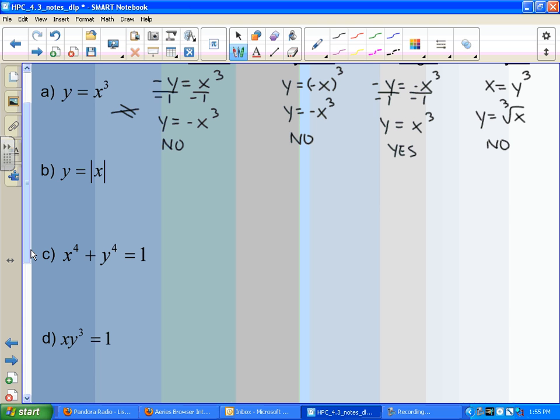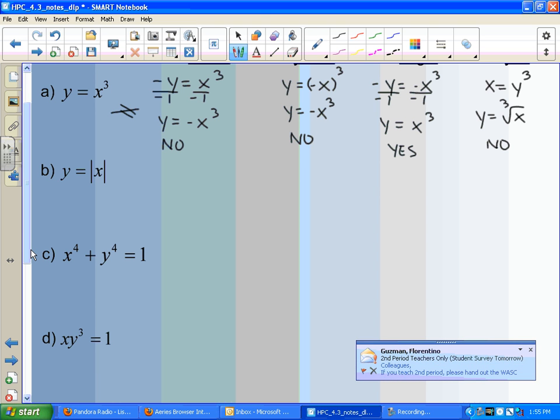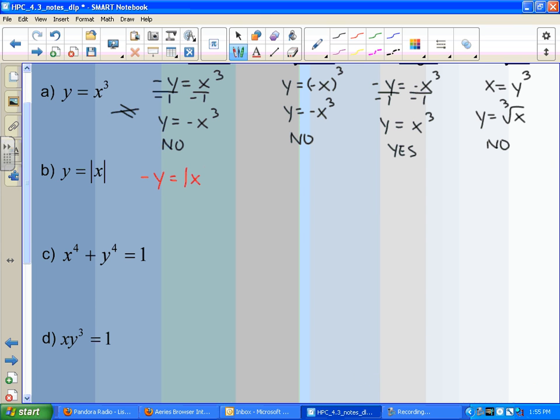Value graph. We know what it looks like. I hope you know what it looks like. So we conduct our test. We first of all make y's negative. Divide by -1. And y equaling the negative of absolute value of x is not the same as y equal the positive absolute value of x. And so we do not have symmetry around the x-axis.